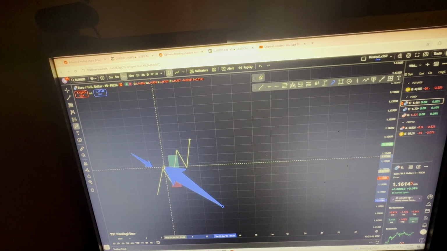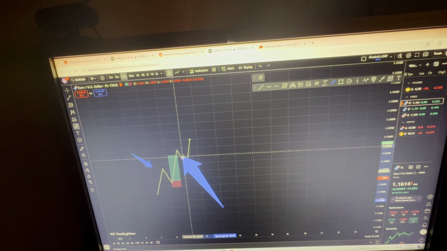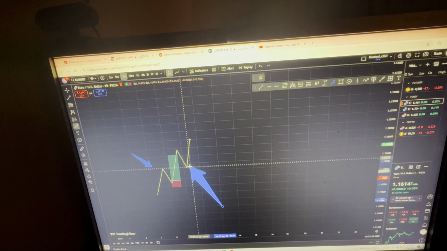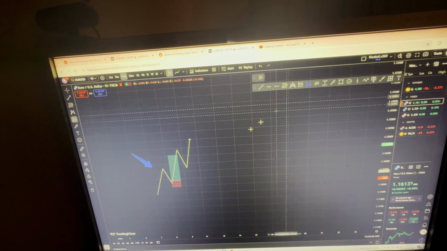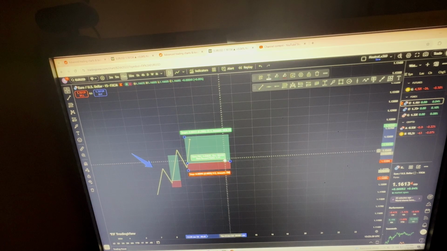But since we want to follow the trend, we'll hold the trade until we get another structure, until we get a pullback. Sometimes the pullback might come very deep, so till we get a pullback, then enter again for the second position. Meanwhile the first position is still running. This is where your risk management comes in.